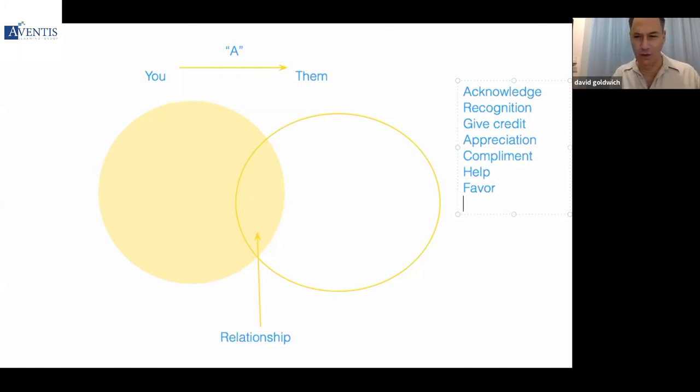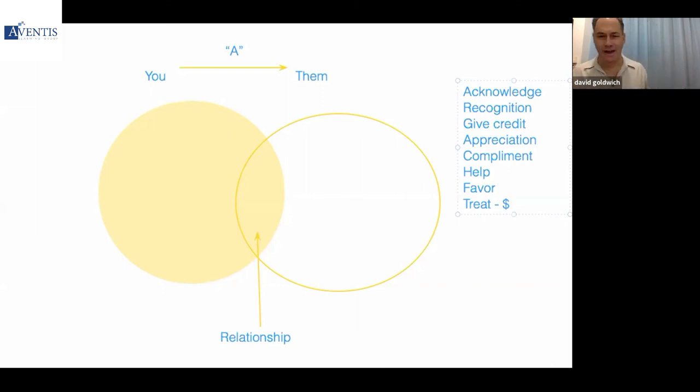And what else can you do to show you value people? You can give them a treat of some sort. Right, just a little token of your appreciation. It could be a coffee, a muffin. Just a little token. Now, the treat is going to cost you money, usually, but not a lot.